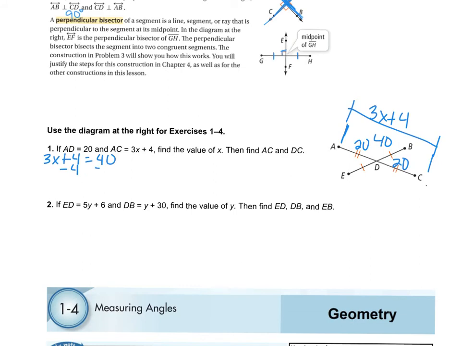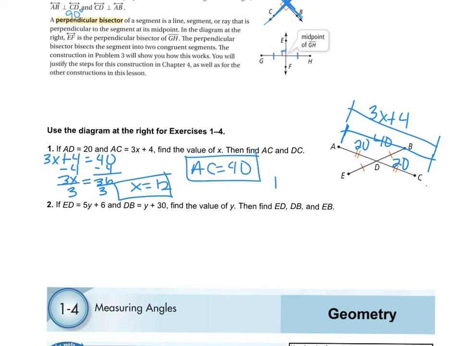I'm going to subtract 4. We've got 36 equals 3x. Divide by 3, x equals 12. So there's one answer. Then, reading all the questions, find AC and DC. AC I already said: AC is all the way across, so AC is 40. There's an answer. And DC is 20. We had to figure that out earlier.